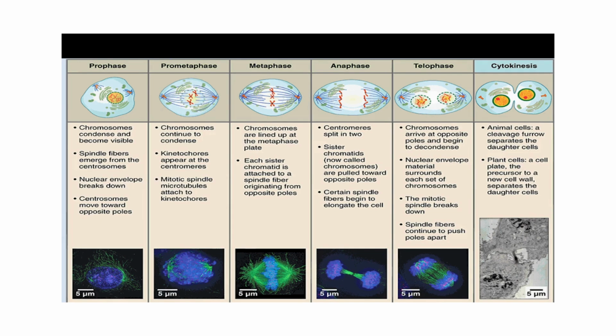First one is prophase. So what happens in prophase? In prophase, nuclear envelope breakdown takes place. Second, chromosome condensation will start. The third point in the case of prophase is that the centrosomes move toward the opposite poles. Here you can see these are the centrosomes. They will start moving toward the opposite poles.